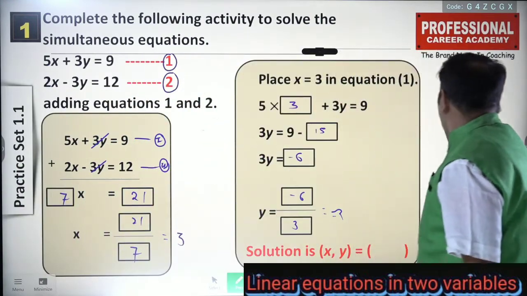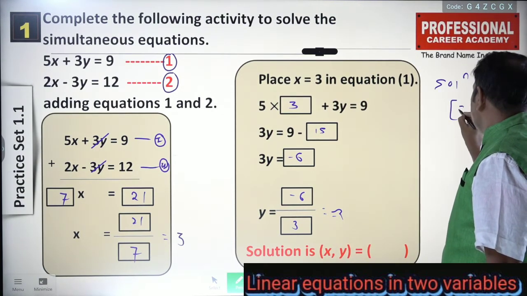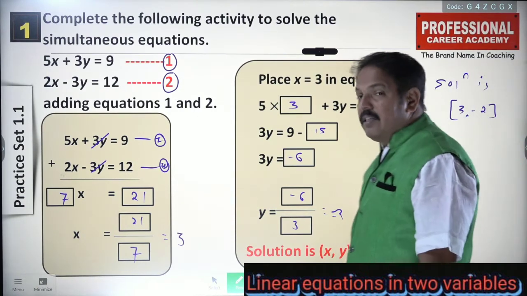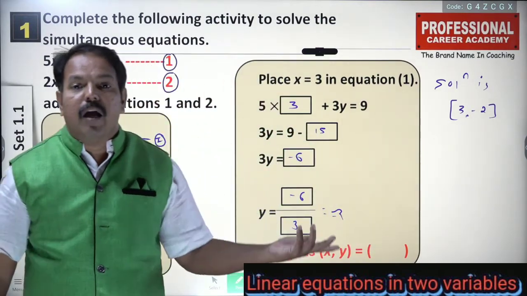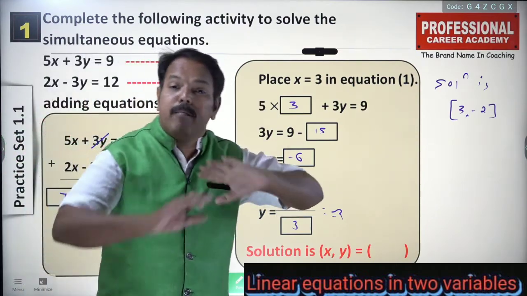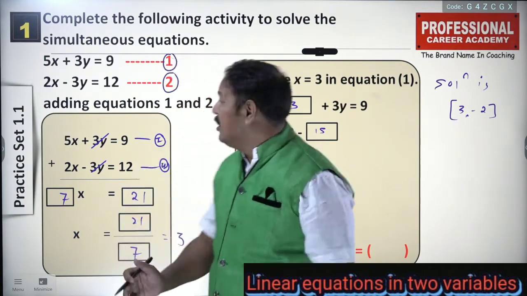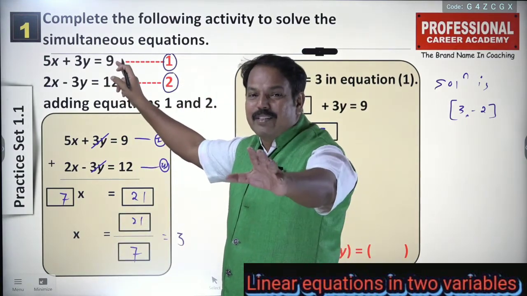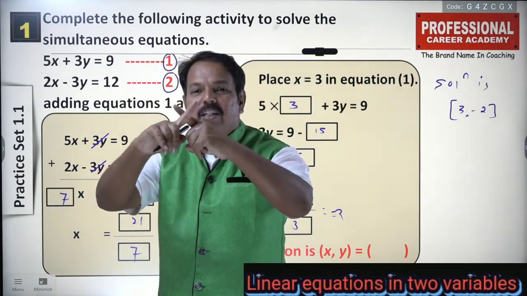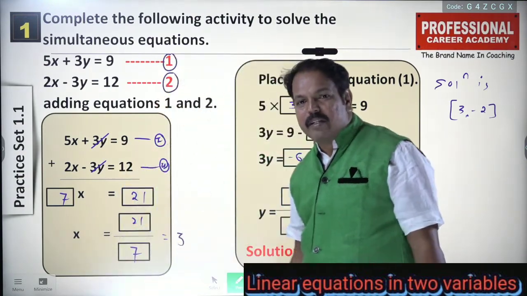So we got x and y. What is the solution of the simultaneous equations? See here, what is x? It is 3. And what is y? It is minus 2. This is the solution of the simultaneous equations. It means if we put these values of x and y in either equation, it satisfies both equations. This is the only common point between these two lines, because these are linear equations, so each is a line. These two lines intersect each other at a single point. Finish. Any doubt here? So this is our first activity.